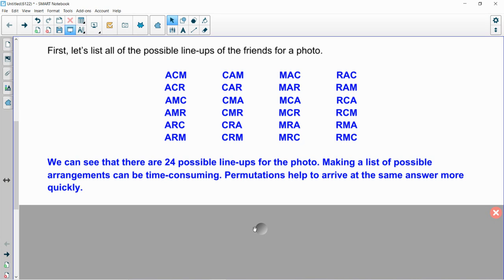So here's the thing. This was only arranging 3 different items, 3 different names. And if you sat there and put this list together, it's going to take a little bit of time. Think about what would happen if we used all 4 friends. The list would be much longer. What if we blew it up to 5 friends, 10 friends? Then it really becomes very time consuming. We don't want to do that. So permutations themselves and how we evaluate permutations really help to get you to the same answer, but a little bit more quickly, as opposed to writing out all of your options.